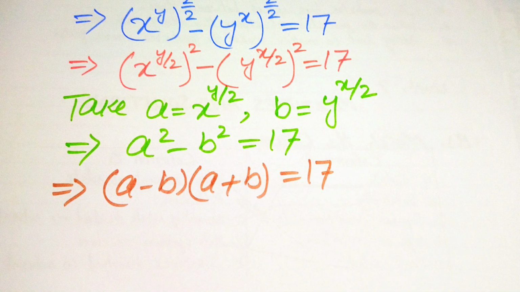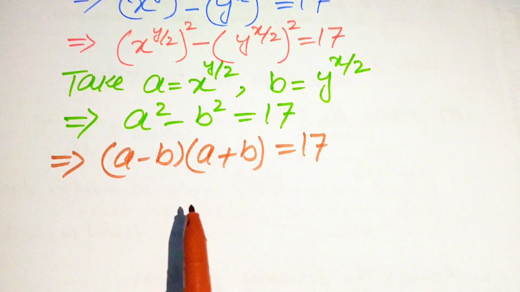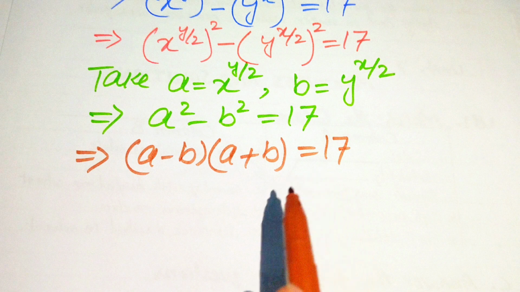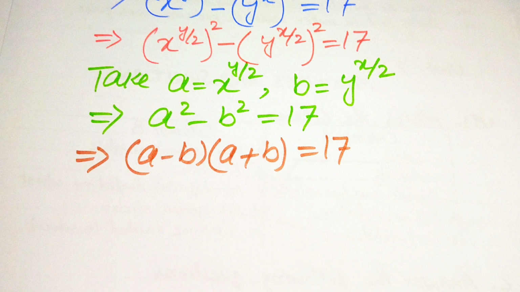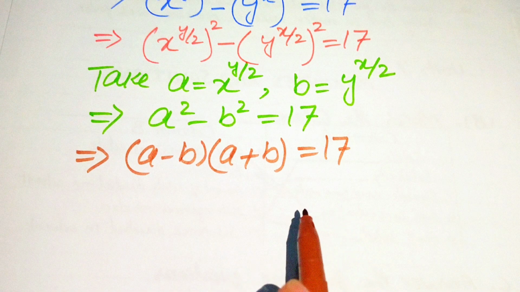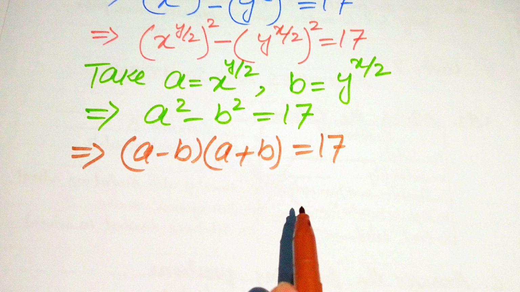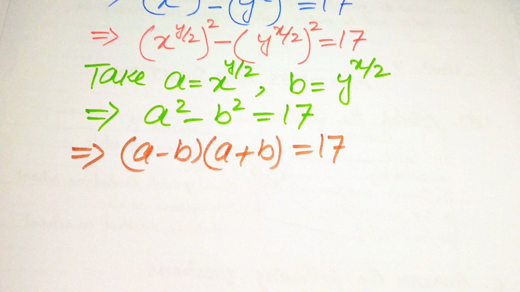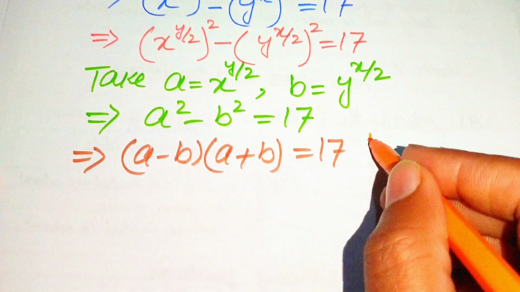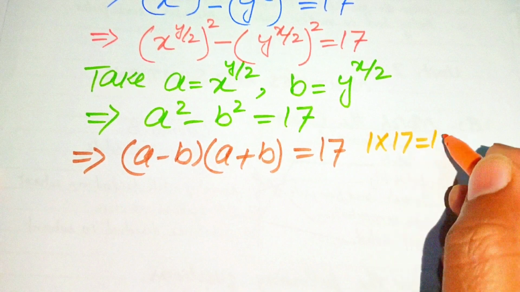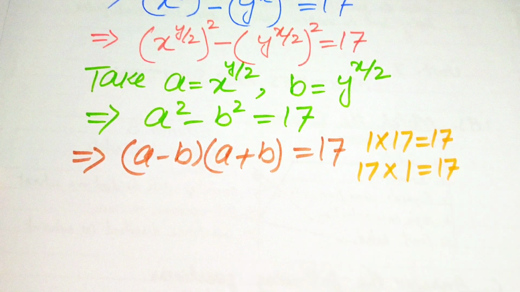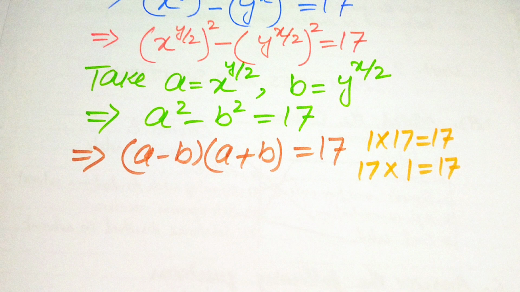Now you focus on the left hand side. We have two factors multiplied by each other, but in the right hand side we have only one factor, which is 17. So our next step is to make the two factors on the right hand side, so we have two possibilities in which you get 17. The first possibility is that 1 times 17 equals 17, and the second possibility is that 17 times 1 is 17.